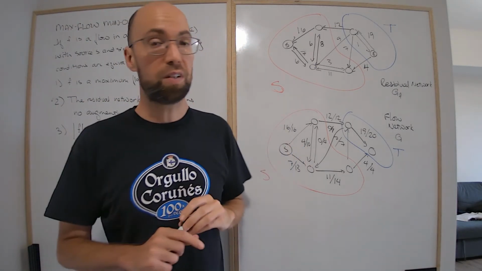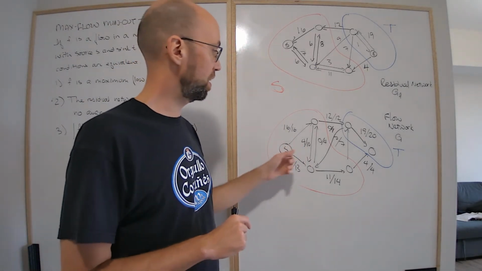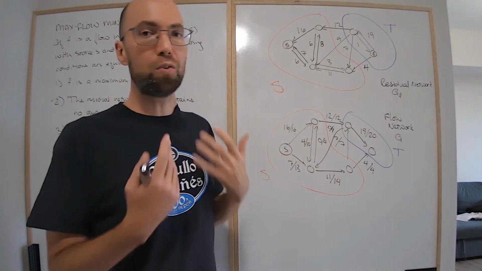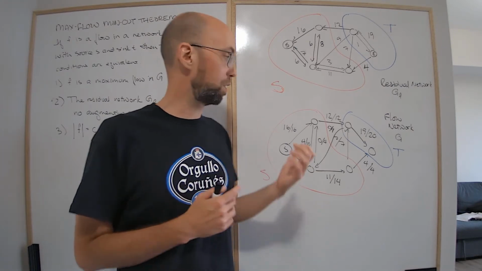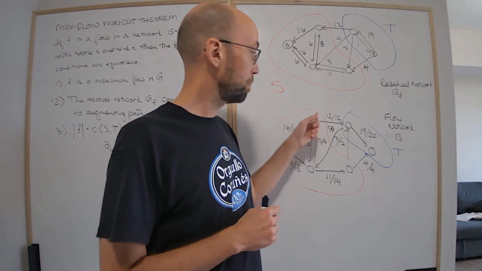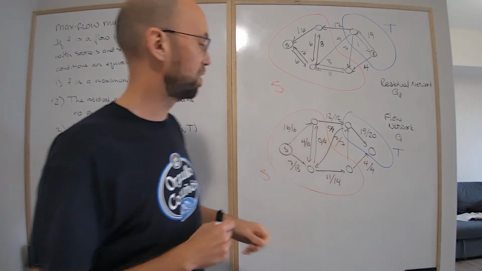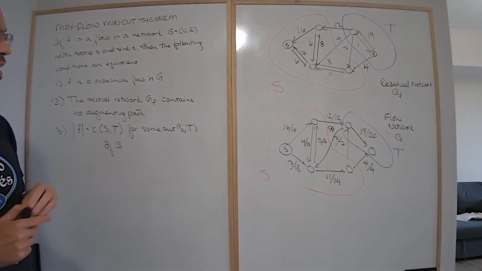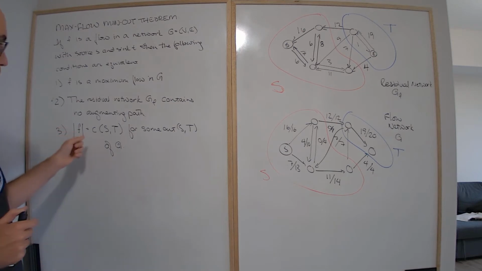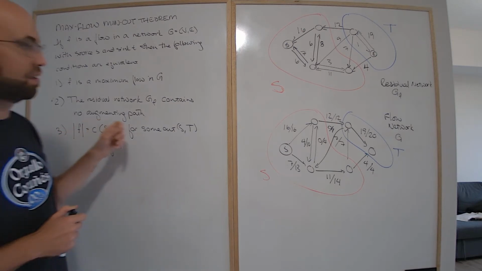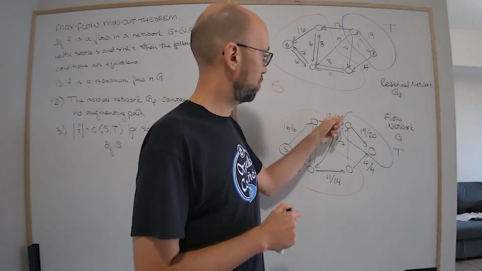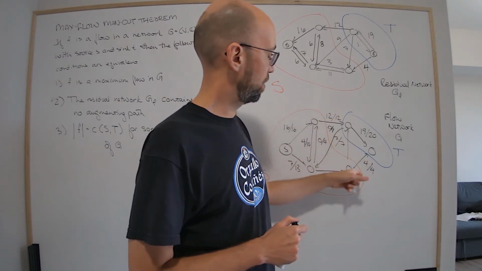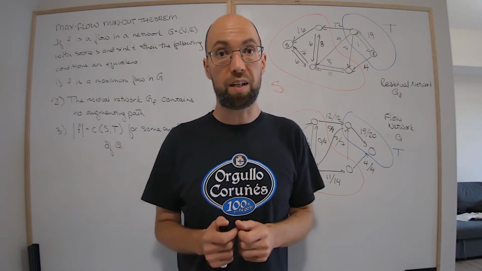So what is the capacity of the cut? Well, it is the sum of the capacities of the edges going from S to T. So here, there's no unused capacity. The capacity of this cut is 12 plus 7 plus 14, which is 23.